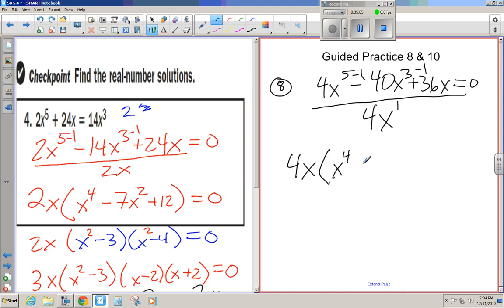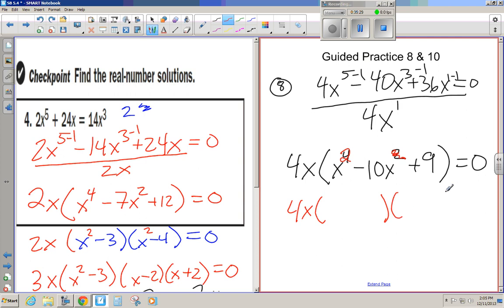Subtraction of 1 here. Dividing by 4. Minus 40 over 4 is minus 10, and 36 over 4 is 9, equals 0. And just like before, if you ever have an x to the 4th and an x squared, pretend that the squared is not there, because the factoring is much easier. X squared minus 10x plus 9 can be factored very quickly and very easily. You just cannot forget to put the squareds back in there.